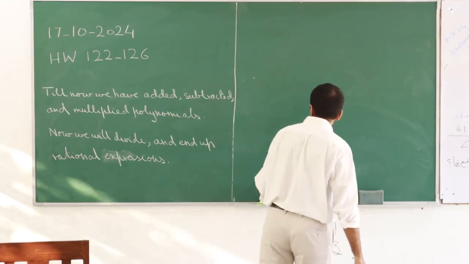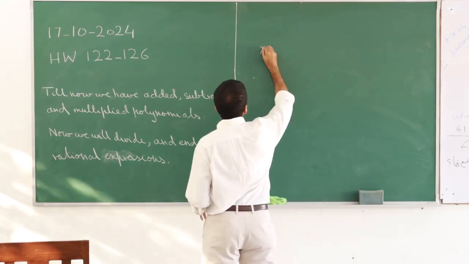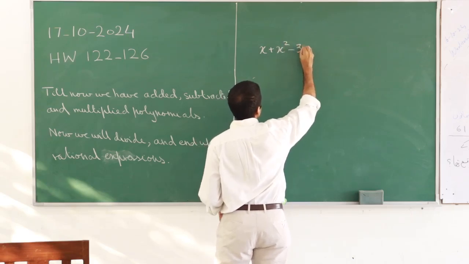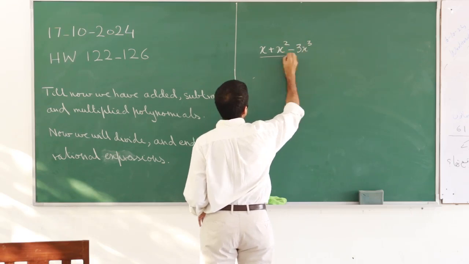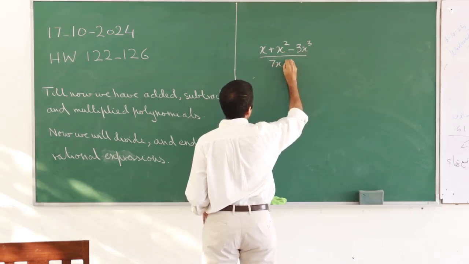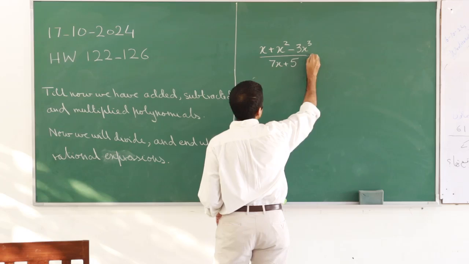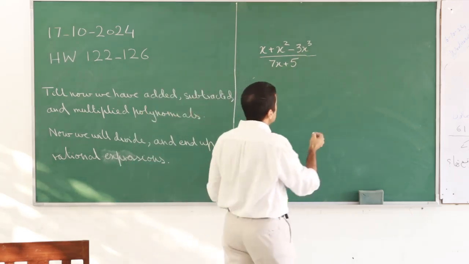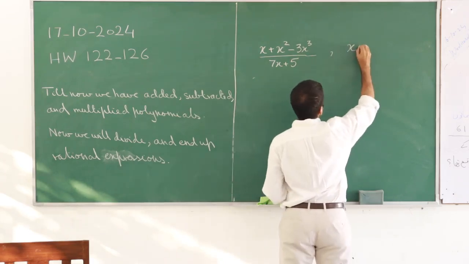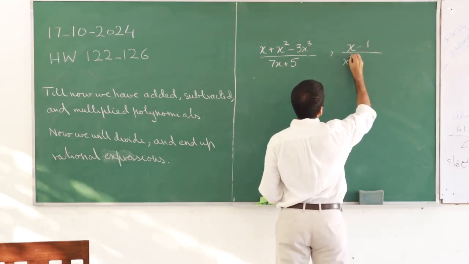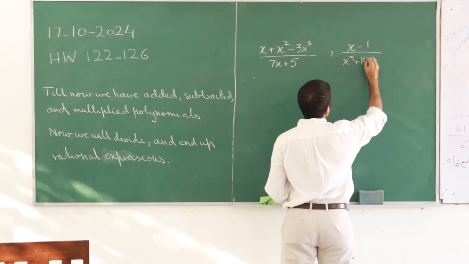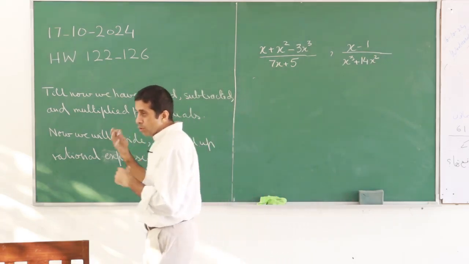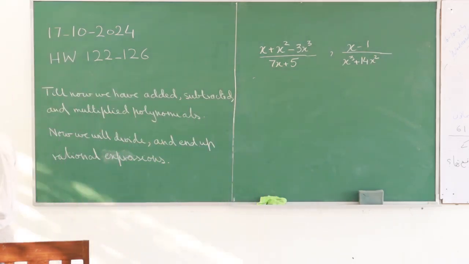So things like, for example, x plus x squared minus 3x cubed over 7x plus 5. That's a rational expression, right? Or x minus 1 divided by x cubed plus 14x squared would also be a rational expression. They're just two polynomials, one on top of another. Yeah, there are lots of examples.